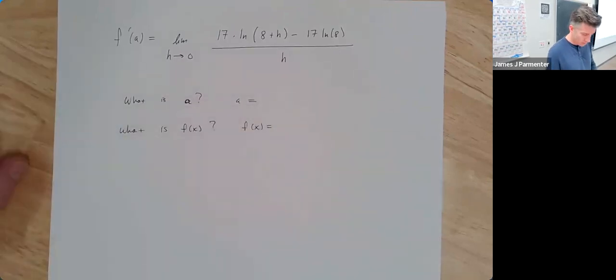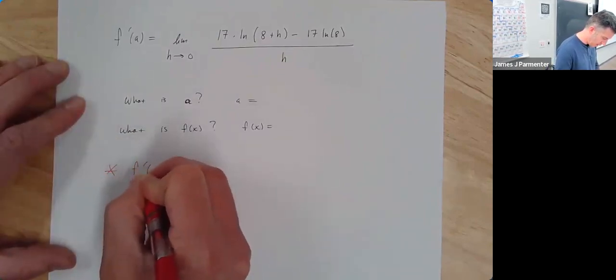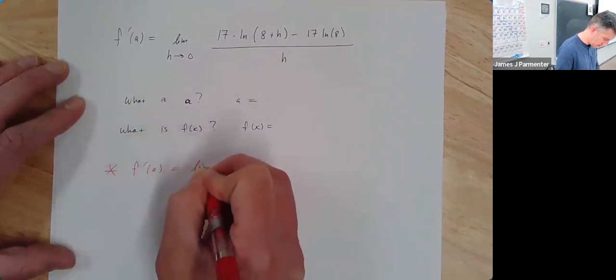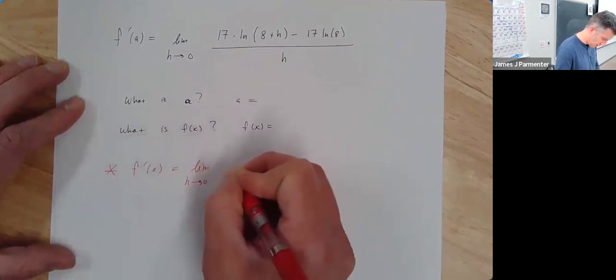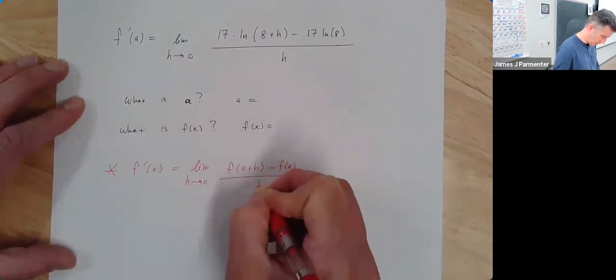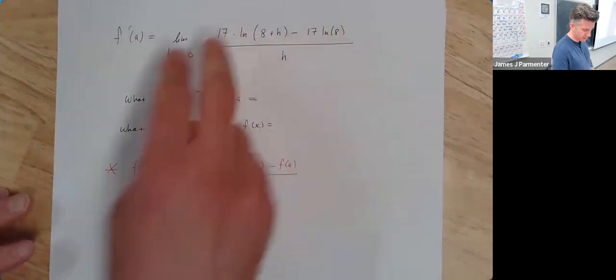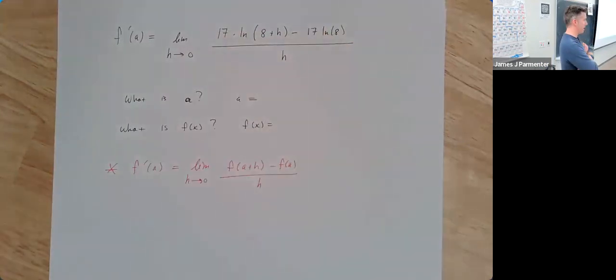And as a reminder, f prime of a is equal to the limit as h goes to 0 of f of a plus h minus f of a, all over h. So I want you all to take a minute and try to first figure out what a is, and then figure out what f of x has to be. And if it were me, I would be looking at this top part and seeing, well, where's the a plus h and where's the a? How can I differentiate between them and see what a has to be?